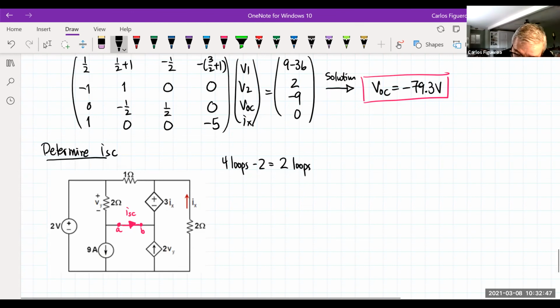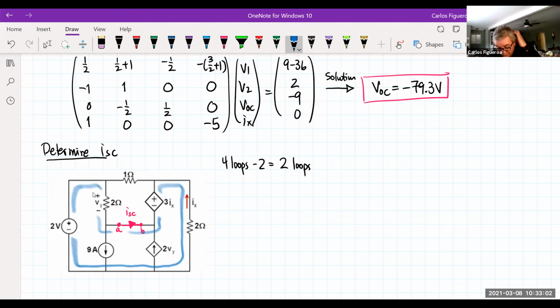Well, I can see here that one of these loops is this guy right here. It's a super loop. And note that this is a problem that we did in lecture here. But this is different because the other problem had a resistor here. This is a short here. And which direction am I going to choose? I'm going to choose it in the direction of IX.